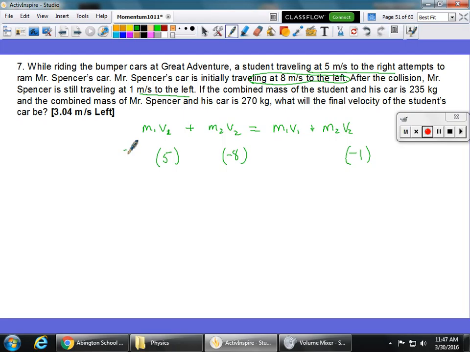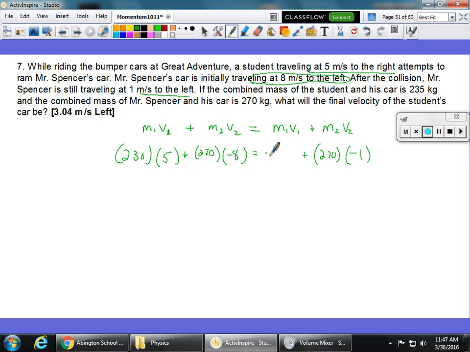235 kilograms for the student. 270 for Spencer, right? They're going to keep the same masses after the collision. Mr. Spencer's still going to be 270, right? He's going -1, that's 1 to the left. And we want to know the student's velocity afterwards.